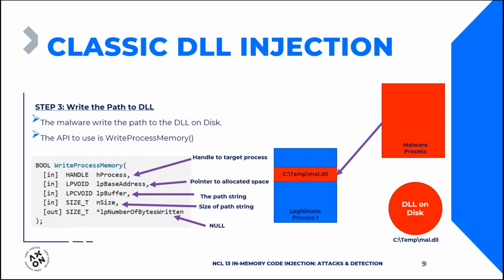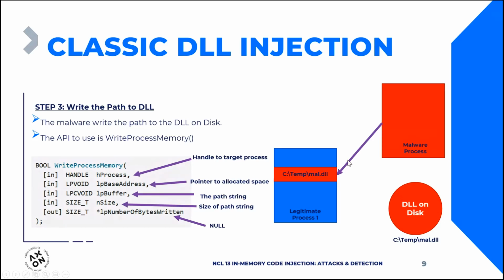So the malware would create a DLL file on disk. Let's give it the path C:\temp directory, and let's call it mal.dll. This is our file on the disk. And with VirtualAlloc, we have allocated space.